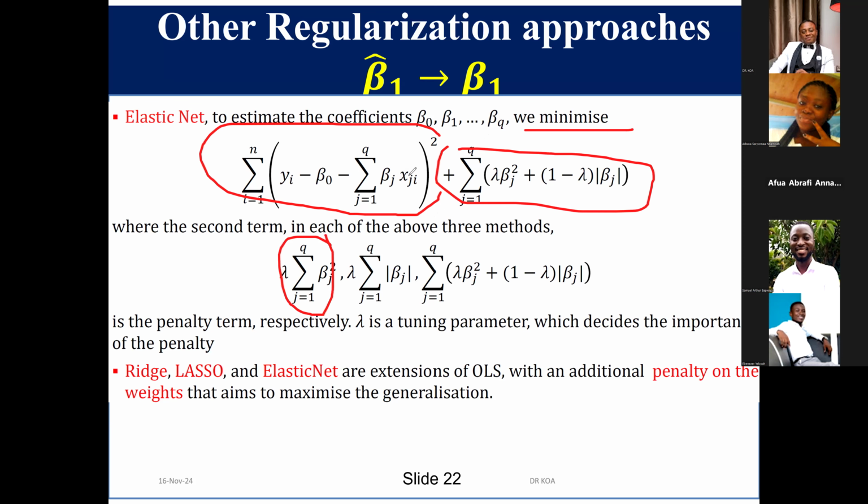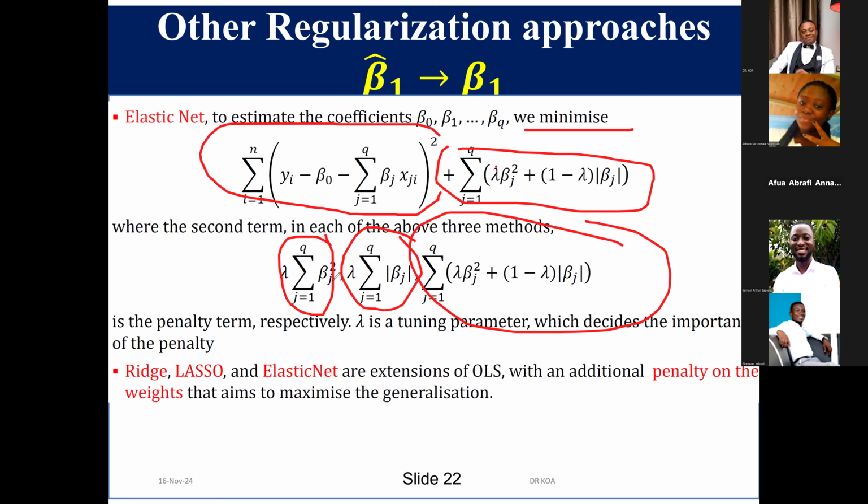The second term, when I say second term, is after the normal OLS. This second term is for the lasso regression, and this second term is for the elastic net. All of these second terms are known as the penalty function or the penalty term. Okay, that is it. And you can see that there is a lambda for each one of them.